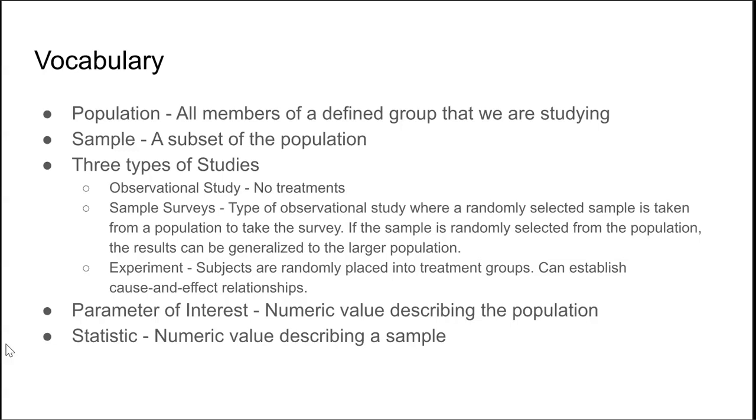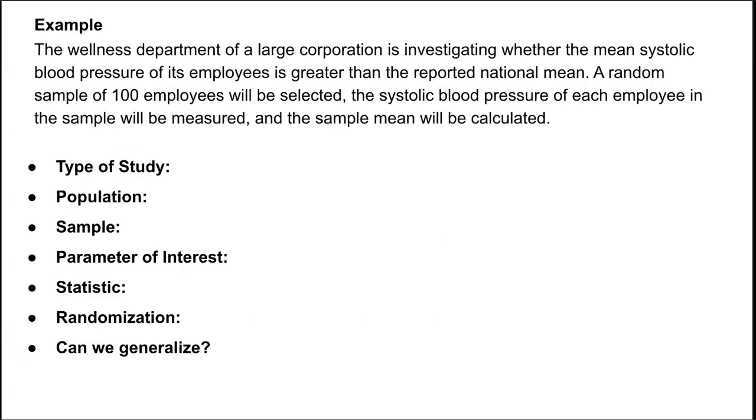A parameter of interest is a numeric value describing a population, and a statistic is a numeric value describing a sample. Let's practice identifying key information from a description of a study.